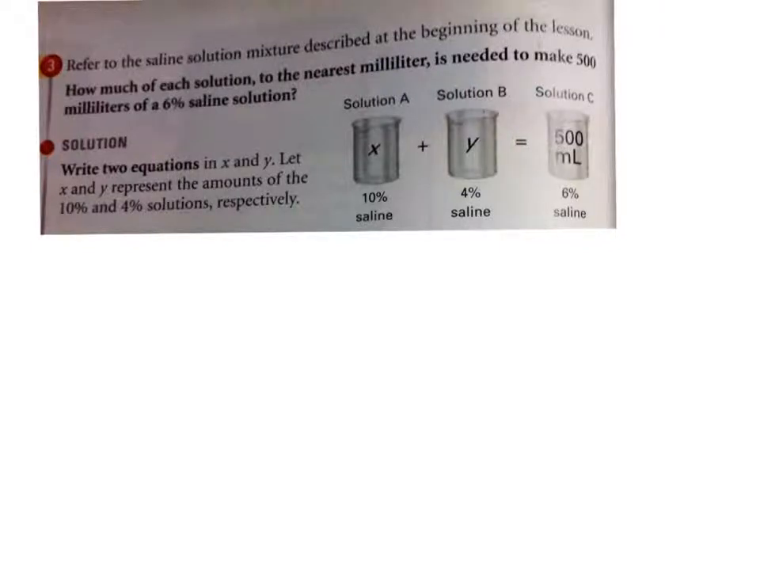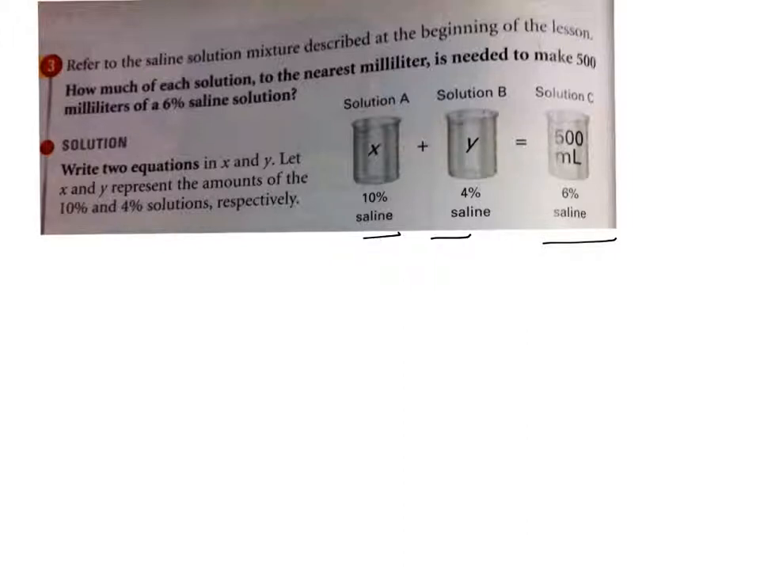Okay, so what we're doing here is we're using linear systems to solve this application problem. We have two situations in which we have two different types of solutions, and we want to create a third solution by mixing solution A and B. You'll see we have a little graphic here that identifies our different solutions with the beakers.